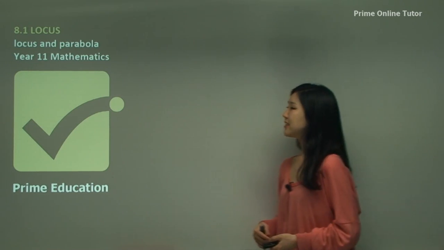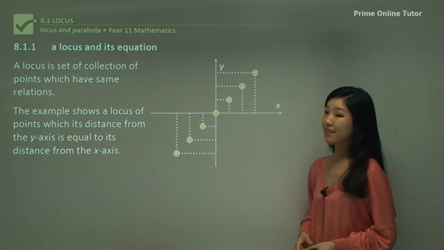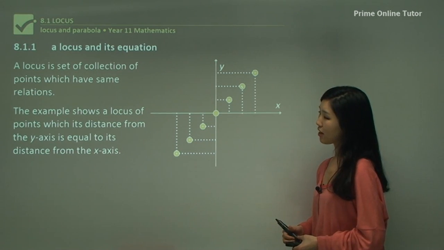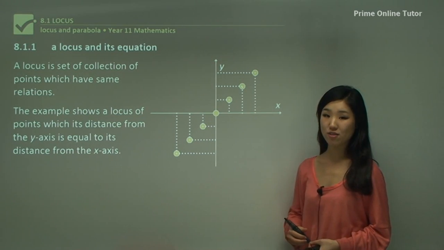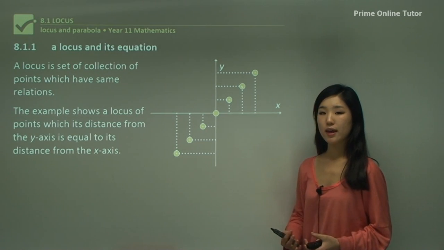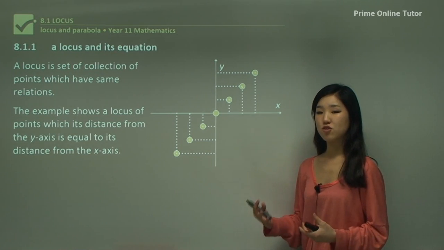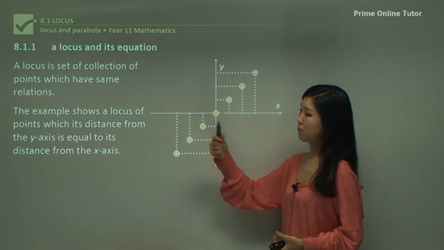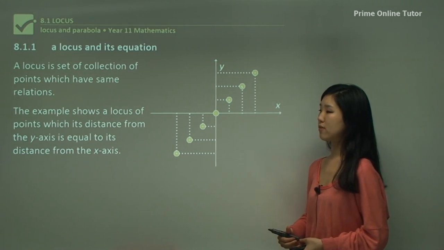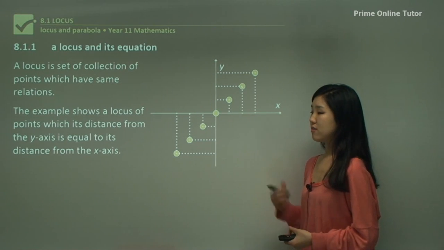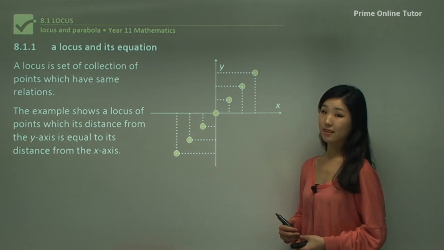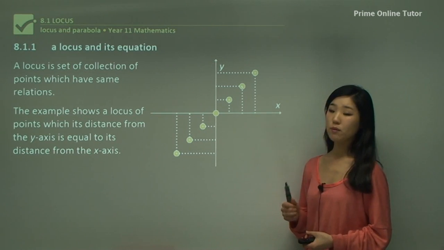Okay, so starting with a locus and its equation. A locus is a collection of points which have the same relations. Again, as I said previously, it's a set of points that share the same characteristics or same relations. Now the example shows a locus of points whose distance from the y-axis is equal to its distance from the x-axis.